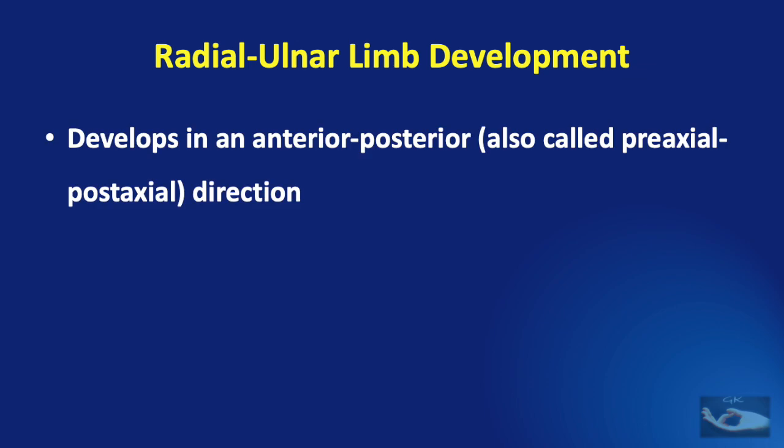Next, we shall consider the radial ulnar limb development. This usually develops in an anterior-posterior, also called preaxial-postaxial direction. Now let us try to understand this better because a particular rotation is going to occur in the limb of the embryo.